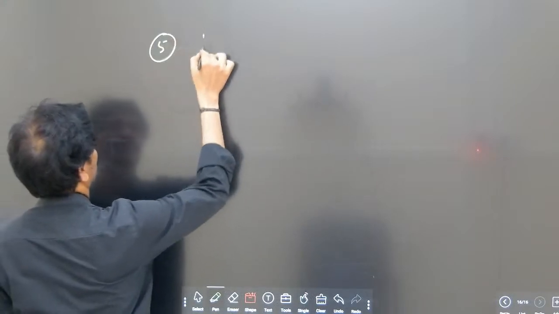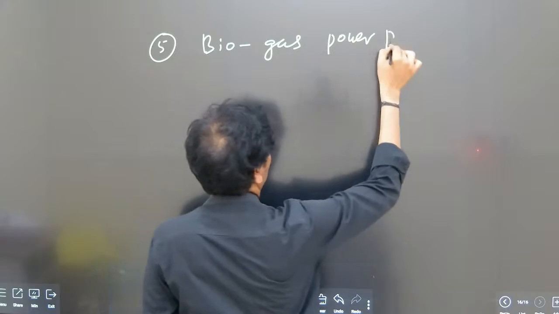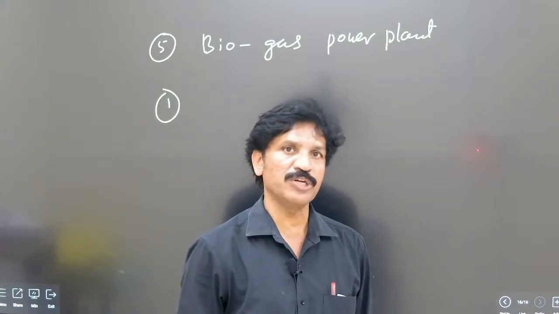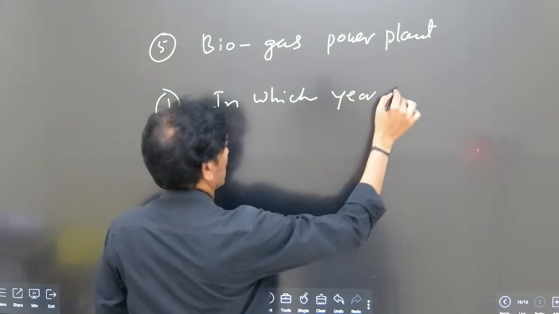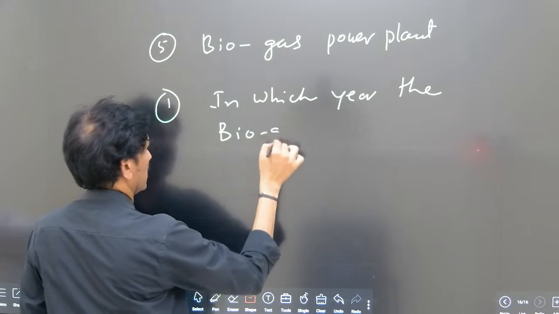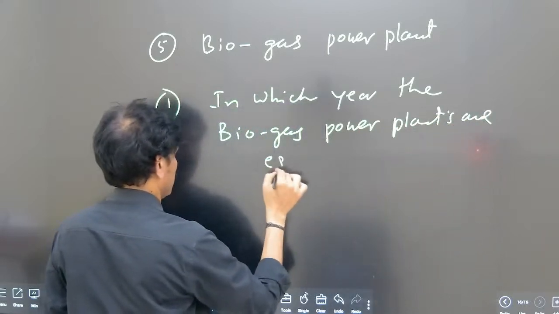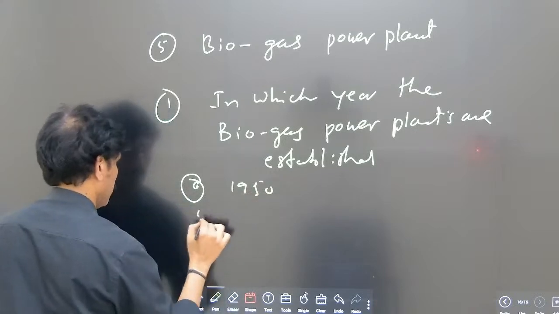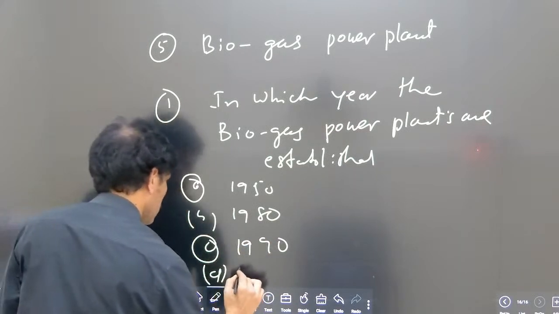Next energy is biogas, the fifth one, biogas power plants. In which year were biogas power plants established in the world? That is the first question. A, 1950; B, 1980; C, 1990; D, 1997.